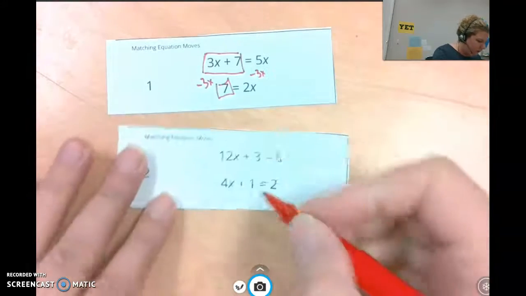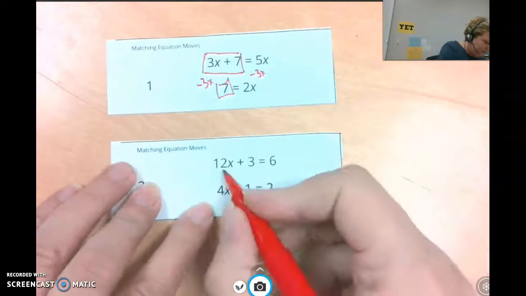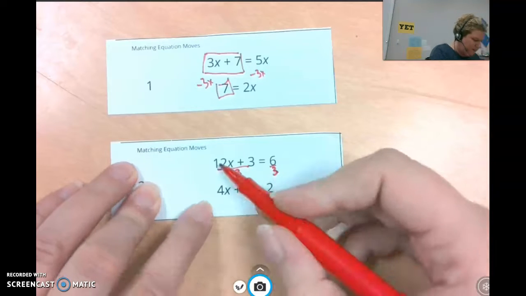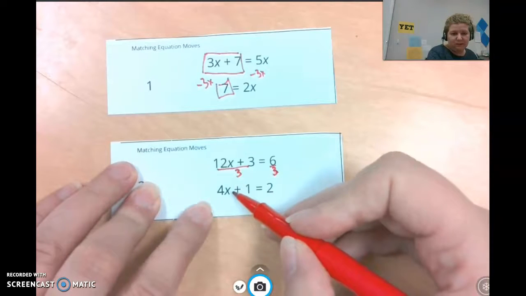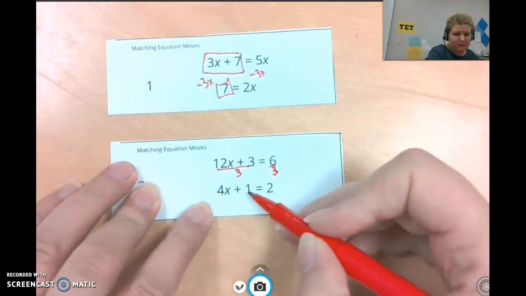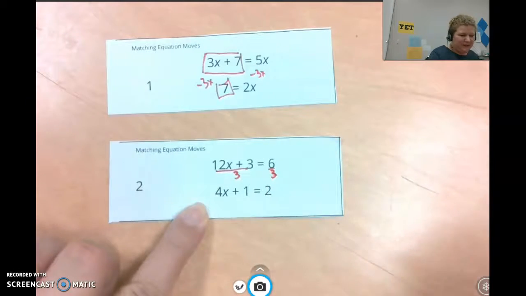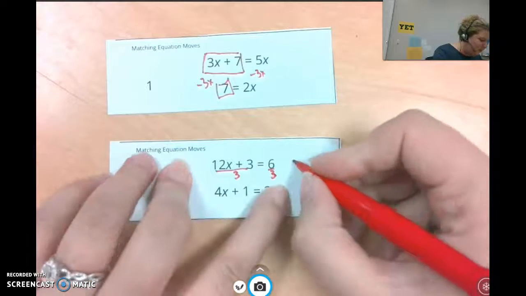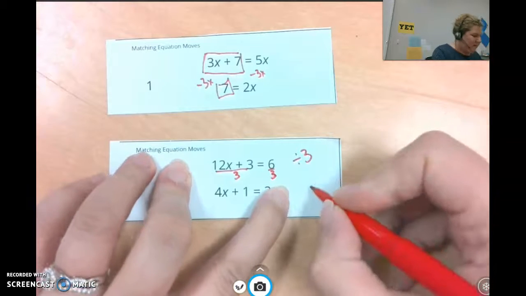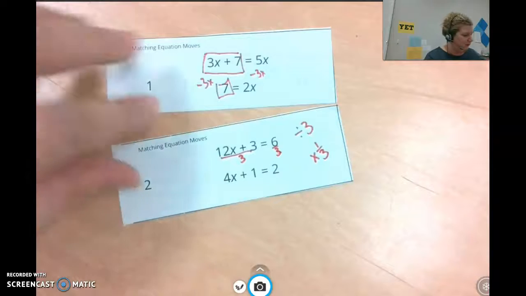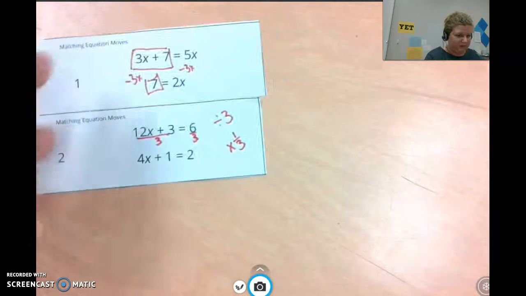Number 2, looks like I've divided everything by 3. Because 12x divided by 3 is 4x, 3 divided by 3 is 1, 6 divided by 3 is 2. But I'm expecting it not to say divided by 3. It'll probably say multiplied by 1/3, which is the same as dividing by 3. But we'll see when we get there.